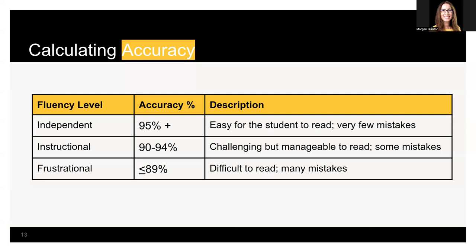And then there's the last level here. This is the frustrational level. This is 89% or less. And so this type of text for a student, if they're missing about 10 or 11% of the text, they're going to be pretty frustrated, and it's really going to affect their comprehension. It's too difficult for them to read. They're making too many mistakes. And so we want to look at a text that is a little easier for them to practice and work our way up to that level.